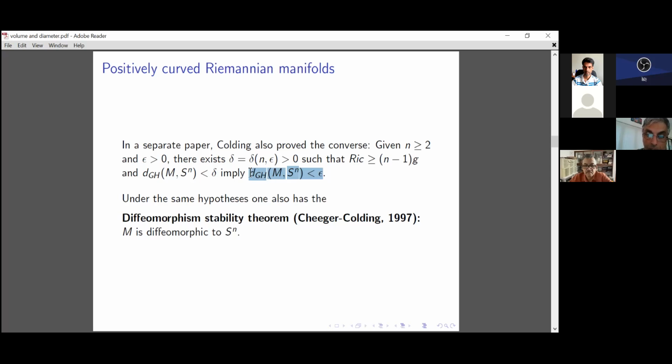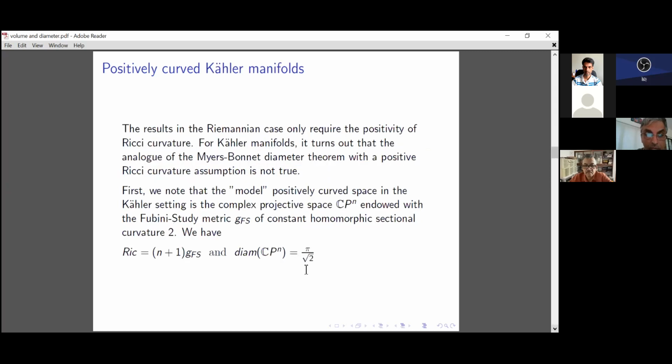And moreover, all of these fail, because the diameter of S2 is the same as the diameter of S3. But you can't conclude that the Gromov-Hausdorff limit is close to S3. It will go to S2. So for diameter, surprisingly, this fails, but for volume, it works well.